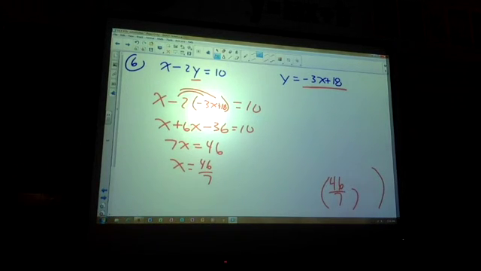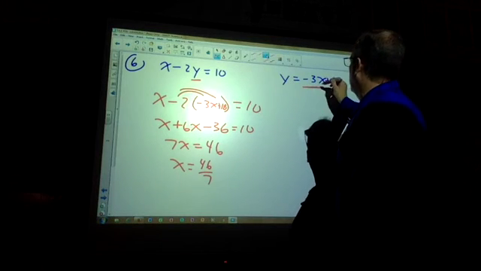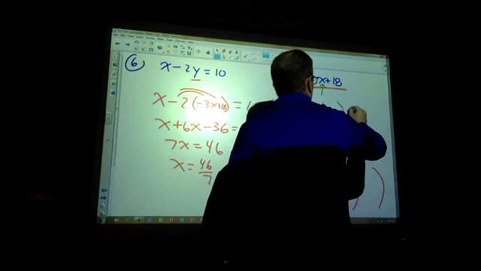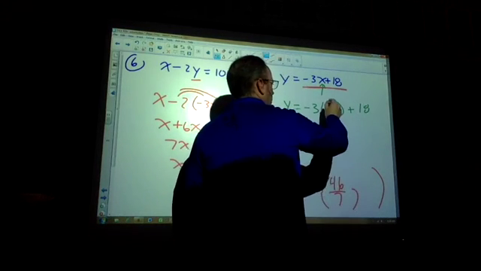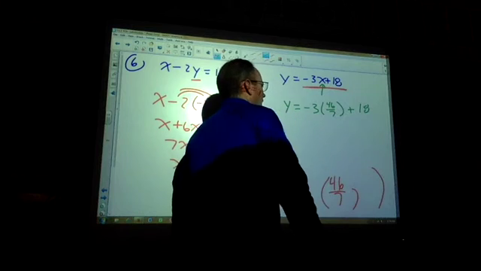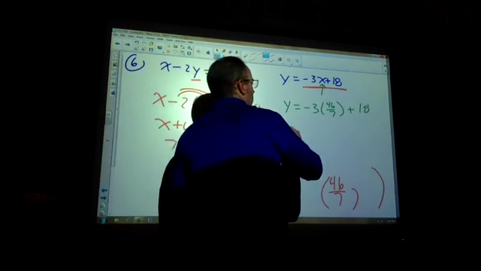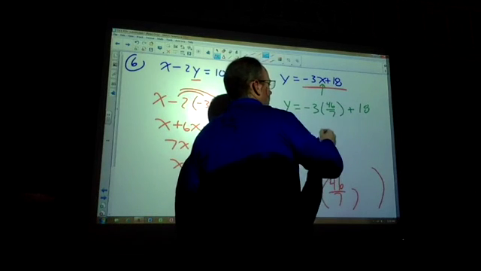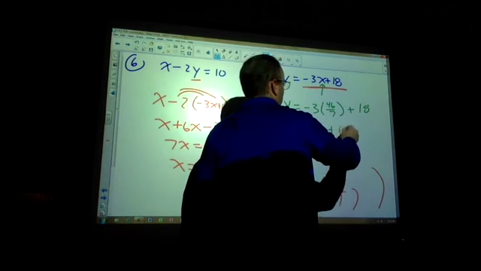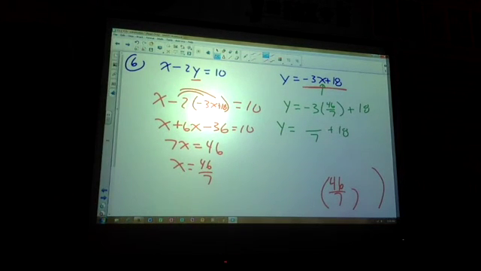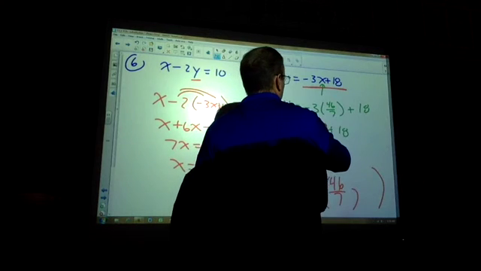That's an x value, right? Yes. So I could plug that x value in right there. I'm going to get y equals negative 3, and that was an x value, but I'm going to plug 46 over 7 in. Oh my gosh, are you kidding? All right. Okay, so what is negative 3 times 46? Someone with a calculator. Negative 3 times 46. Negative 138. Oh my gosh.